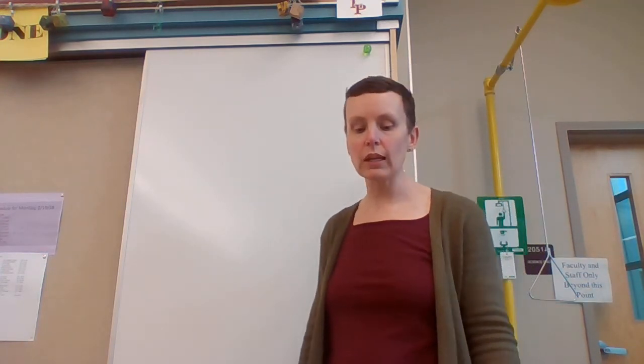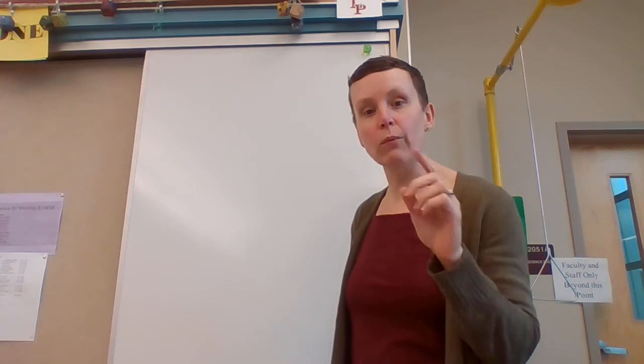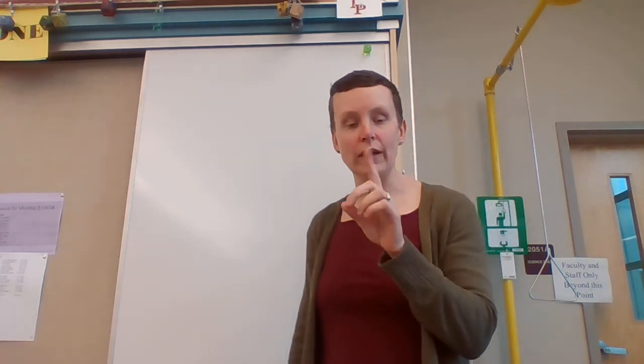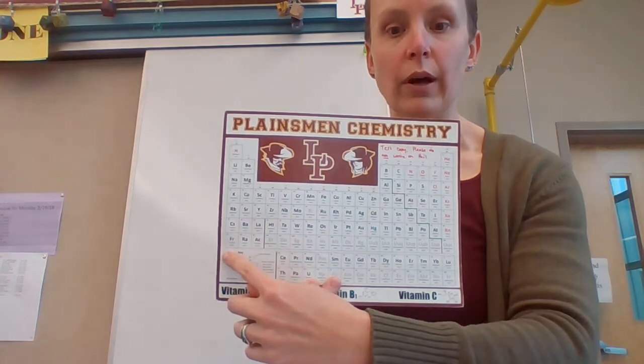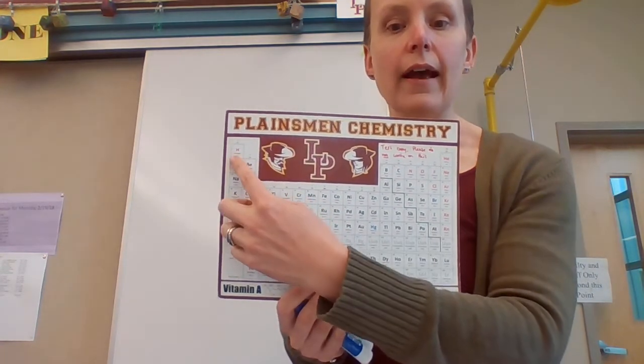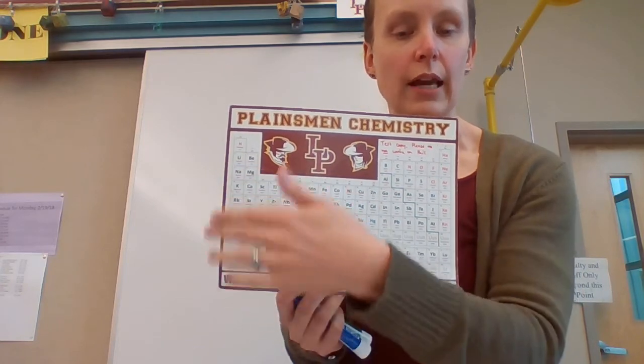Now, at the bottom, we've got group 1. They all have one valence electron. Let me show you this. If we've got our periodic table and you're writing an electron configuration for any element in group 1, they're all going to end in s1, like 1s1, 2s1, 3s1, 4s1, etc. They're all going to have one valence electron.